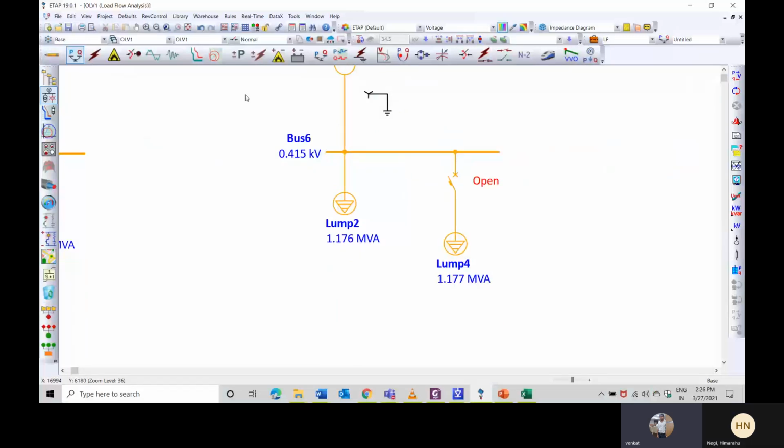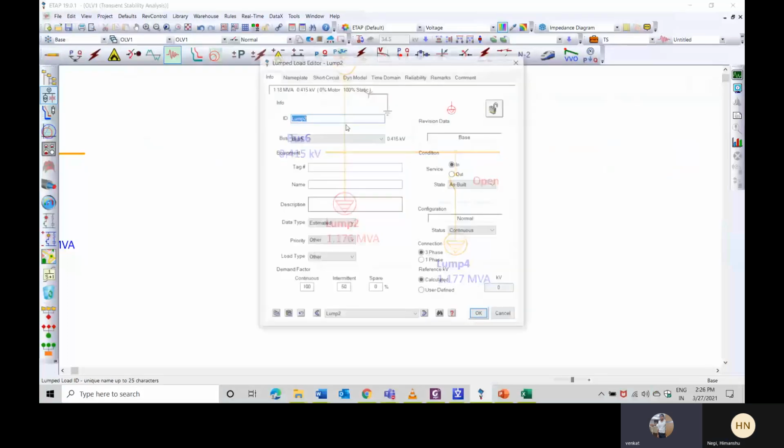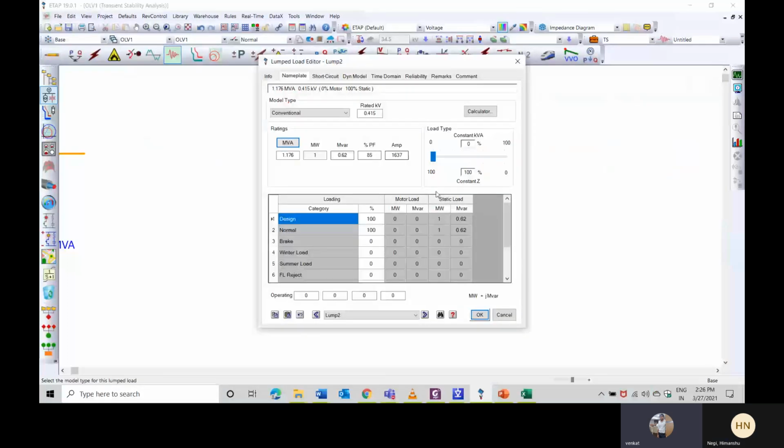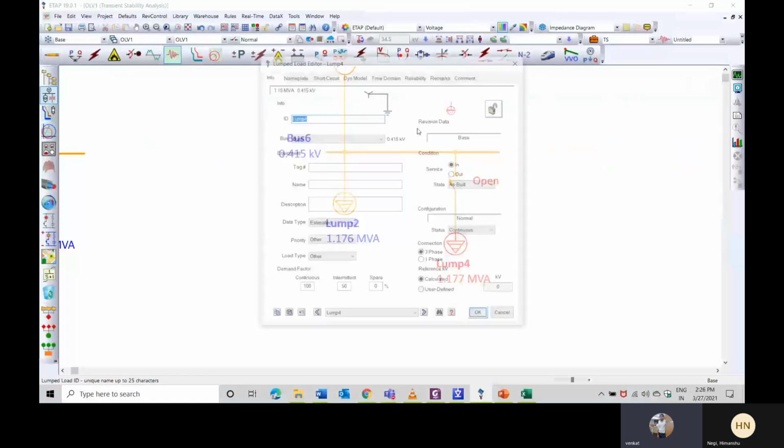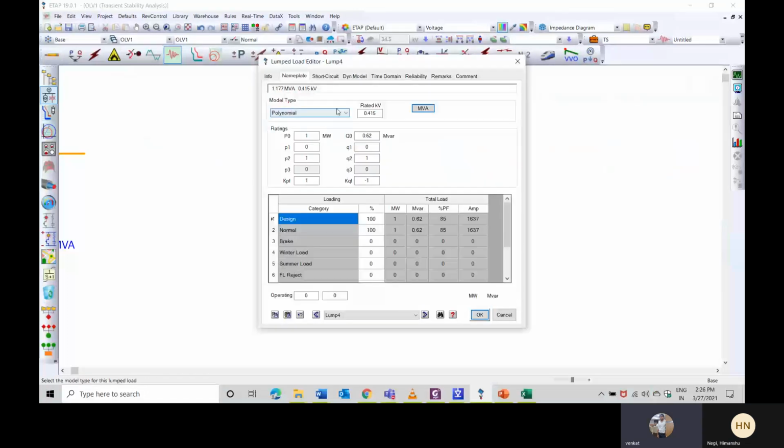Now I will go to transient stability, because it is a transient event, right? Whenever there is a transient event, then only your frequency will oscillate, right? For that, I have taken this load as the same load. There is no change in this load. But I have put it as a polynomial load, as I said before.